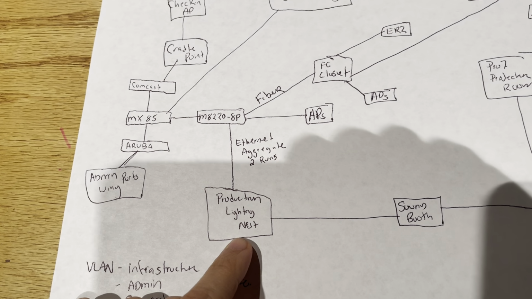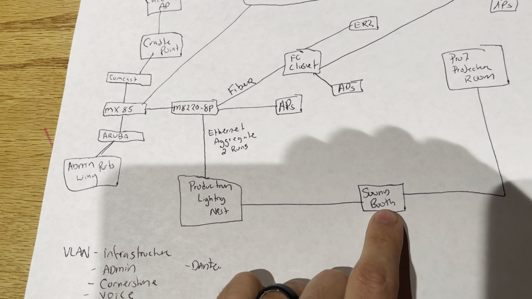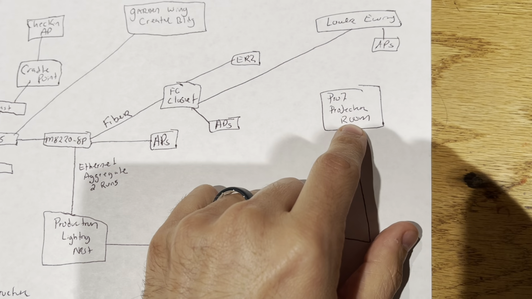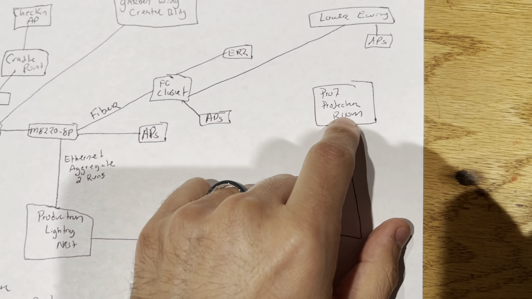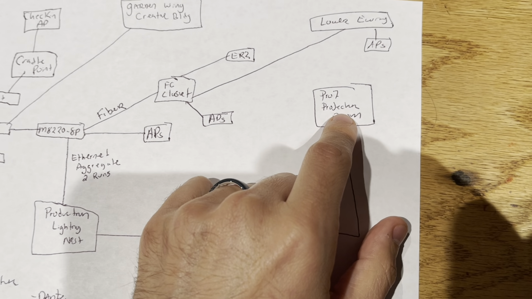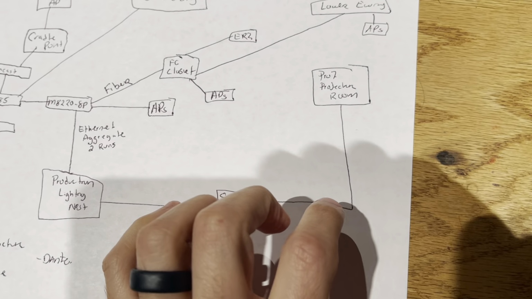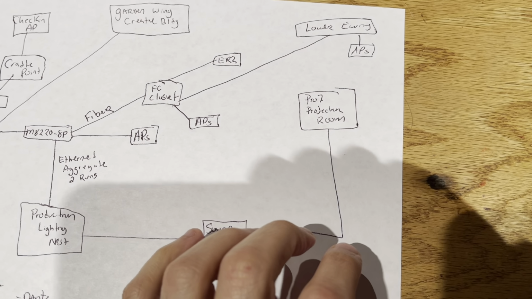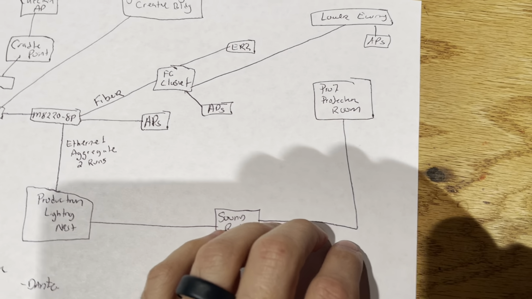And then from there, it's another aggregate that runs from the production switch to the sound booth. And then from the sound booth, it goes up to the projector room where the Pro 7 computer is and the projector for Sunday mornings. It's also an aggregate there. So I did the aggregate just to be able to handle all the bandwidth that we needed, because the plan was to use those same connections eventually for Dante. And I was going to switch those out for fiber at some point.